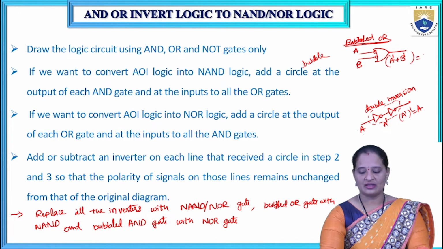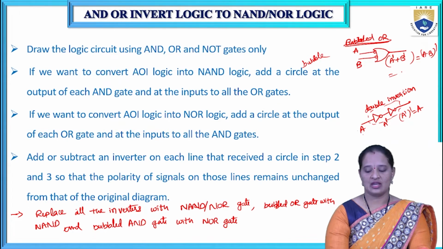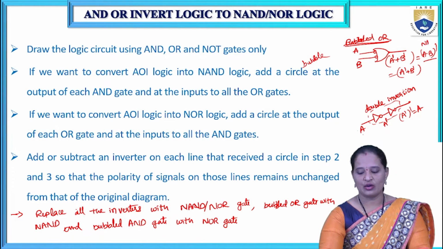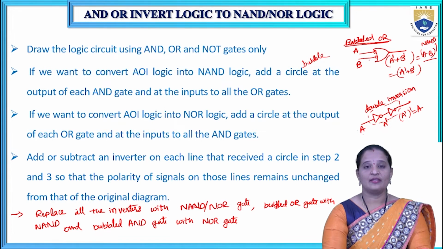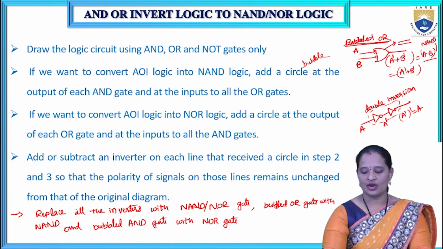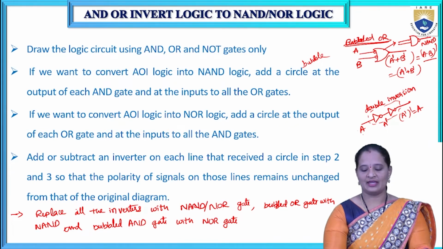I can also write this as A dot B whole bar. By applying De Morgan's law, A dot B whole bar can be written as A bar plus B bar. So that means this is nothing but NAND logic. So here the bubbled OR gate is producing the same output, which is equivalent to a NAND gate. That is why I can replace this bubbled OR gate with a NAND gate.